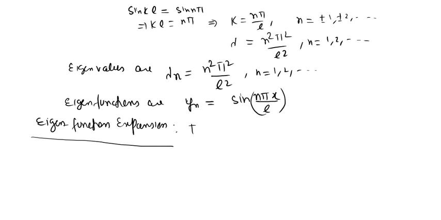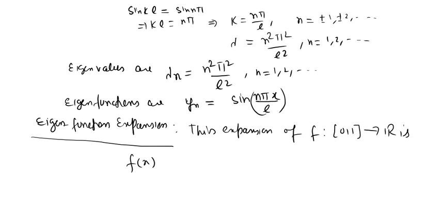So this expansion of f from 0 to L is, so you have orthogonal eigenfunctions, so write their linear combination n equal to 1 to infinity with some constant Cn multiplied by the eigenfunctions. Eigenfunctions are sine n pi x by L. Okay, so any continuous function can be written as a linear combination of these orthogonal eigenfunctions.